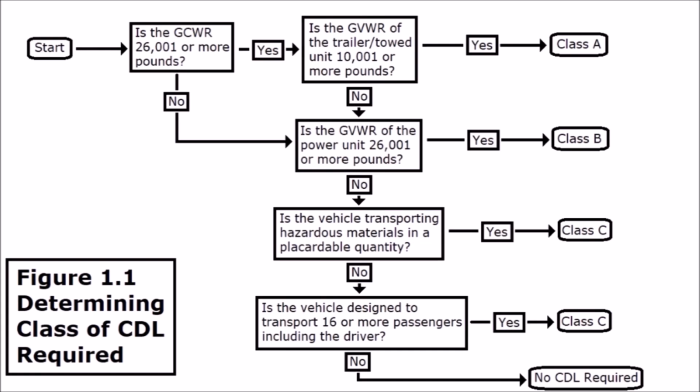No. Does the vehicle require hazardous material placards or transport a select agent or toxin? Yes. You need a Class C CDL. No. You do not need a CDL. Note, a bus may be a Class A, B, or C depending on whether the GVWR is over 26,001 pounds or is a combination vehicle.